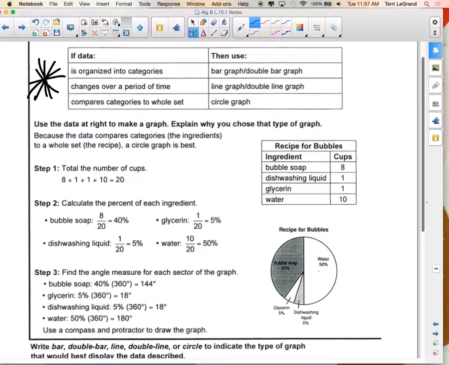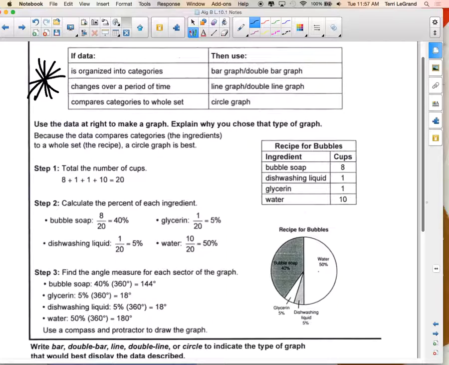If data is organized into categories, then use a bar graph or a double bar graph. If you're comparing two different things, then the double bar graph. If the data changes over a period of time, as soon as you see that word time, line graph is a good choice. Okay, over time, line graph. Might be just a single line graph, it might be a double line graph, depending on what you're doing.